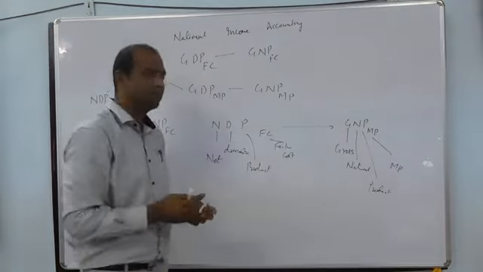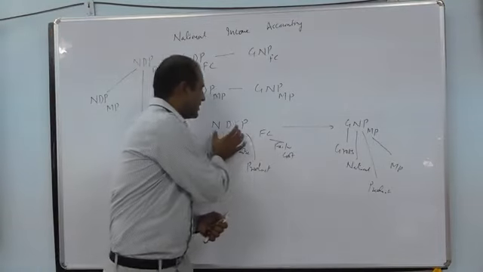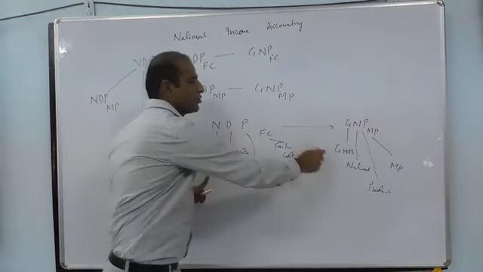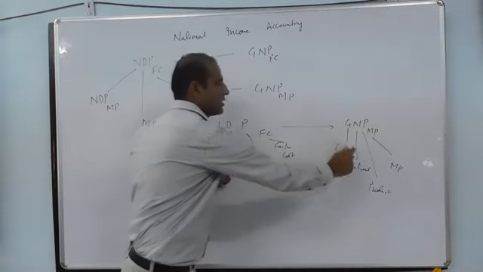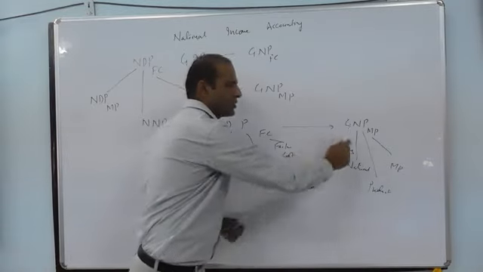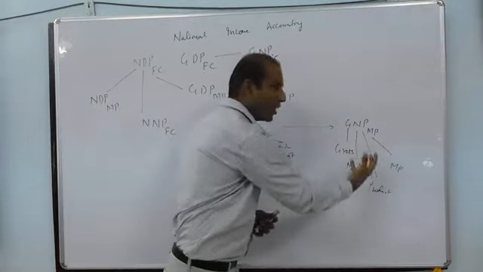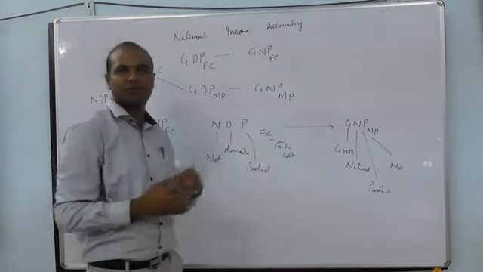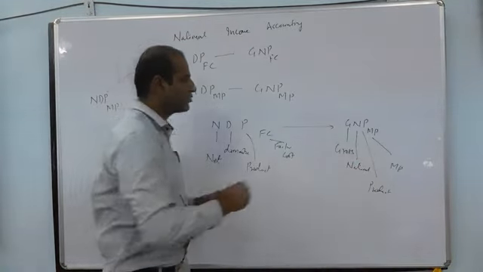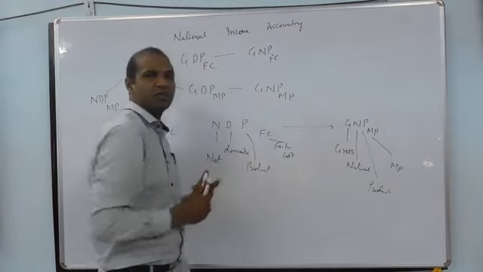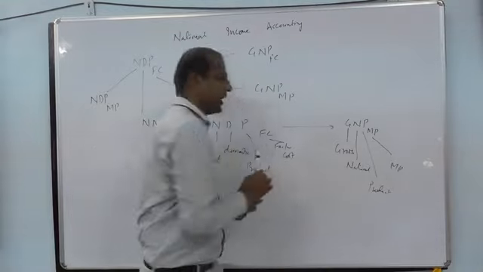Now, when you want to convert NDPFC to GNPMP, what you are doing? You are converting net into gross, domestic into national, factor cost into market price. Suppose you are given GNPMP and you want to convert it into NDPFC. What do you have to do? You have to convert gross into net, national into domestic, and MP into FC.